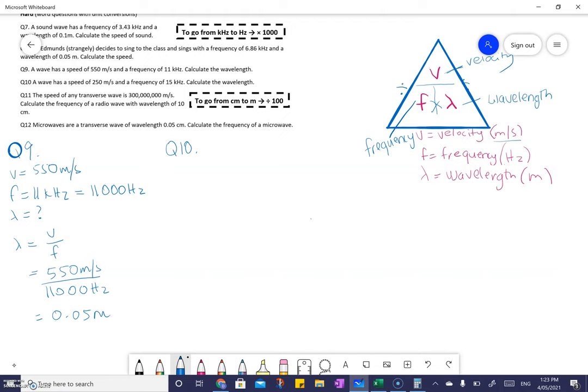What do we know? Speed, velocity is 250 meters per second. Frequency equals 15 kilohertz, which is 15,000 hertz. Wavelength is unknown, so it's the same format of the wave equation. Plug in the values you know. Velocity is 250. Frequency is 15,000.